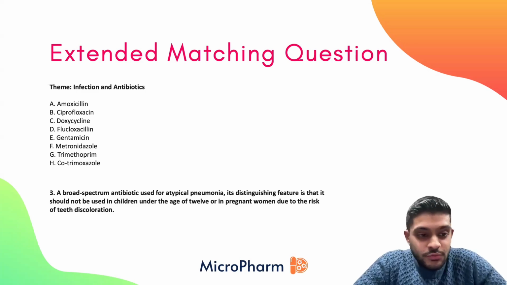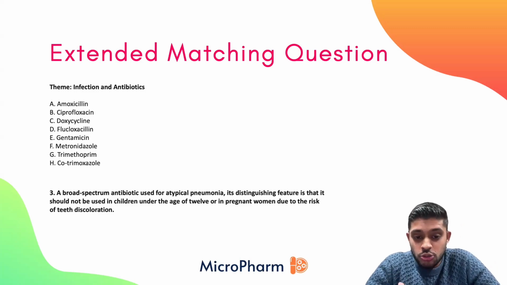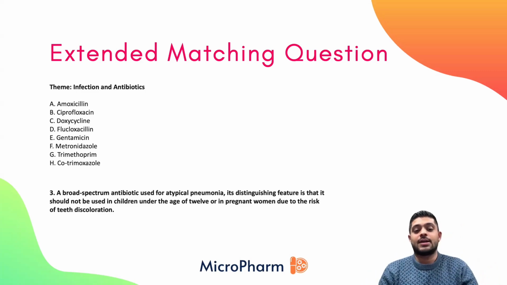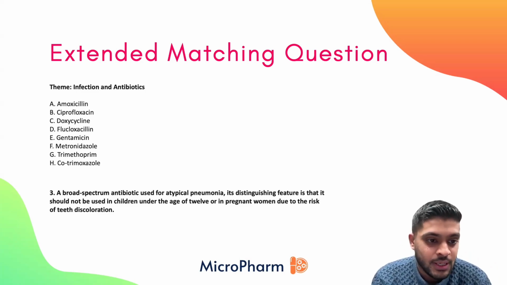So that's correct. Most of you have popped down C, which is doxycycline. Doxycycline is the correct answer. Doxycycline is a broad-spectrum antibiotic. It has activity against many different organisms. Its usefulness is the fact that it does provide coverage against atypical organisms. So this is quite useful for doxycycline.